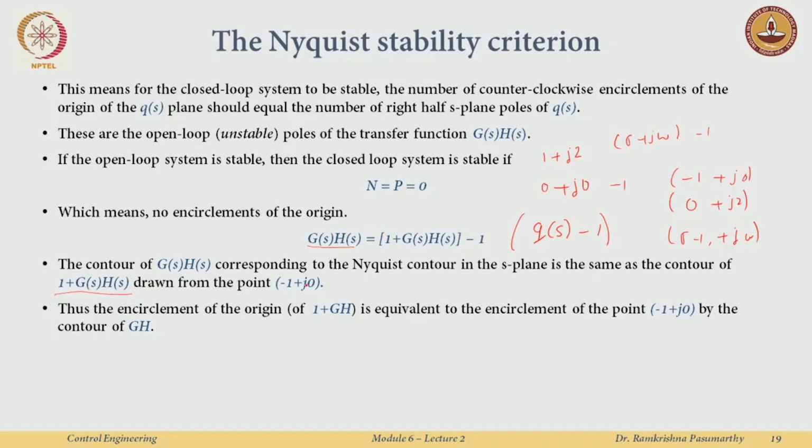Okay. I will show you a plot of this, and therefore if I say, well, have I encircled the origin of 1 plus GH, this is actually equivalent to asking the similar question, have I encircled the point minus 1 plus J0 of GH. So I am comparing encirclements of origin of 1 plus GH to encirclements of minus 1 plus J0 of G times H.